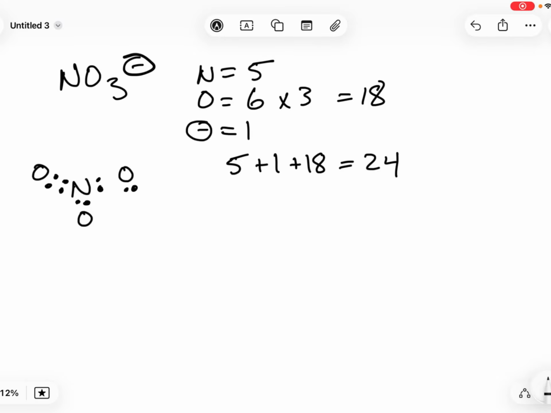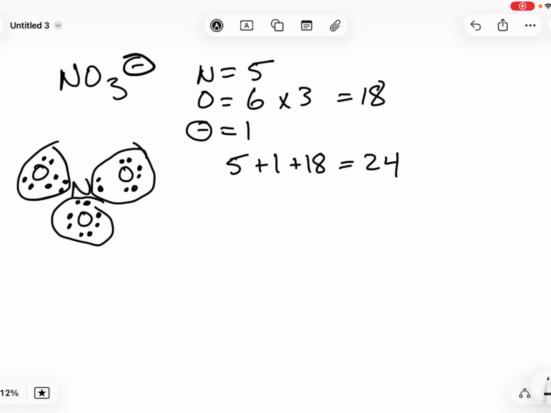So this oxygen atom needs 6 more to complete its octet. Remember, it's sharing these 2 with the nitrogen atom. This oxygen needs 4 more since it's sharing 4 electrons in a double bond with nitrogen. And then this oxygen needs 6 more since it only has 2 in its bond with nitrogen. And so if we count up all the electrons, we have 8 here, we have 8 here, and we have 8 here. So we've used all 24 electrons, and each atom has a complete octet.